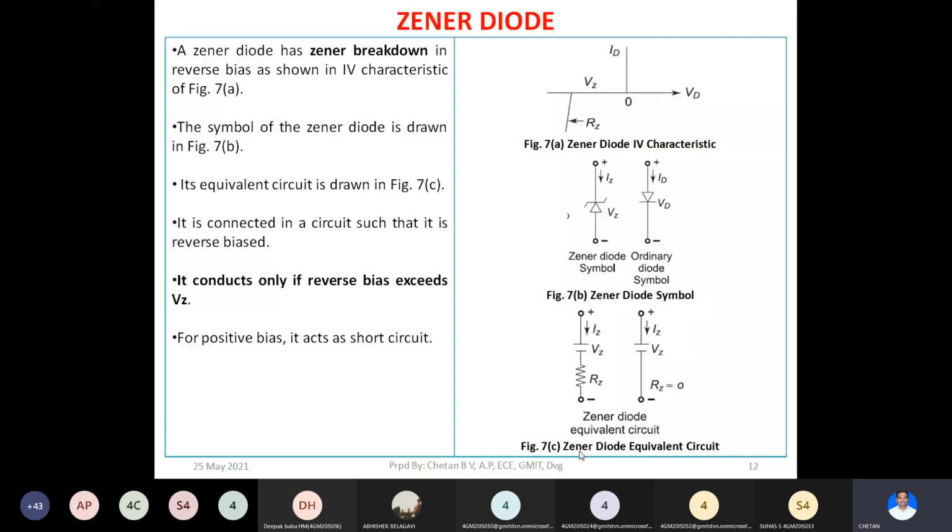For that, what you have to do is, wherever a Zener diode is there in any circuit, you have to replace that Zener diode with this equivalent circuit. So this is the linear piecewise equivalent circuit. Here you can find the breakdown voltage, which is represented as a battery, along with the forward resistance.